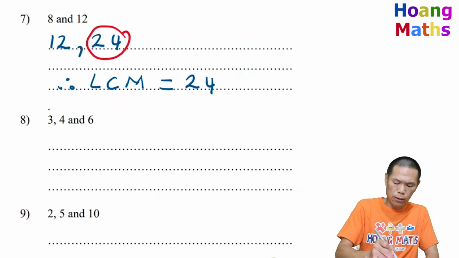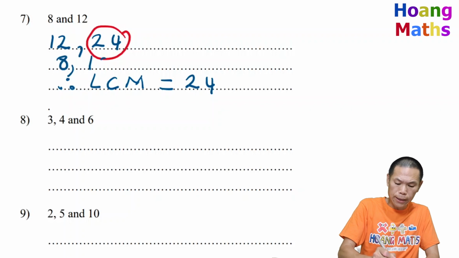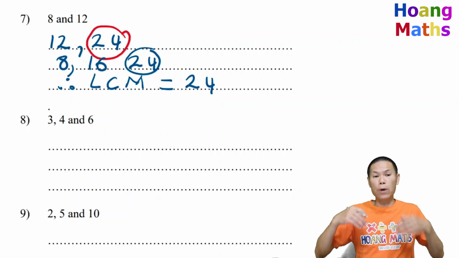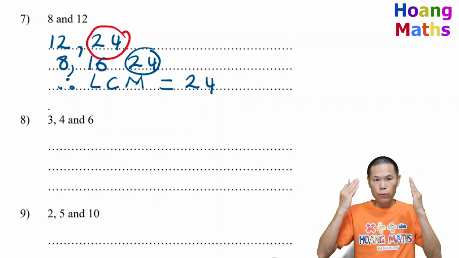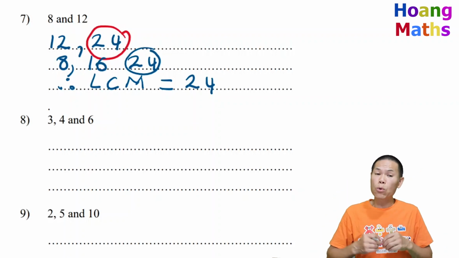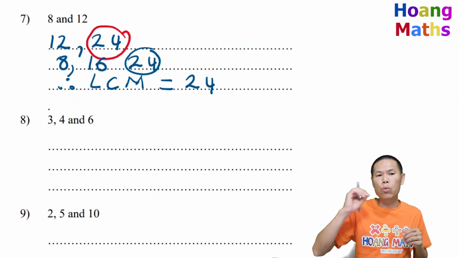Okay, otherwise you can just list 8, 16, 24. So there you go. Either method you like, but if you're very comfortable with your timetable, of course you just need to list one of them out.